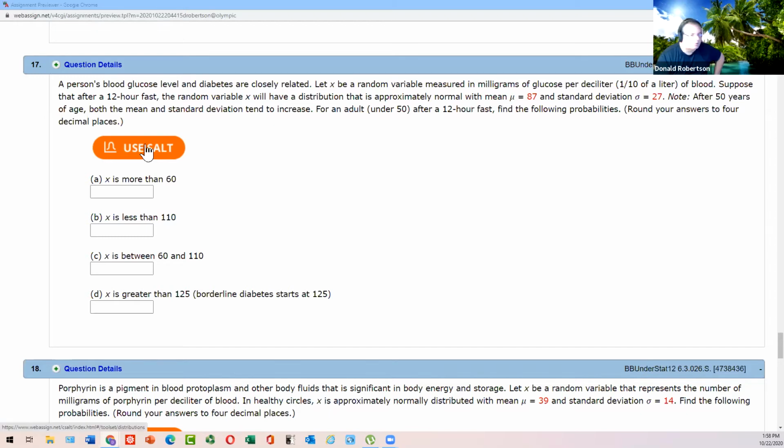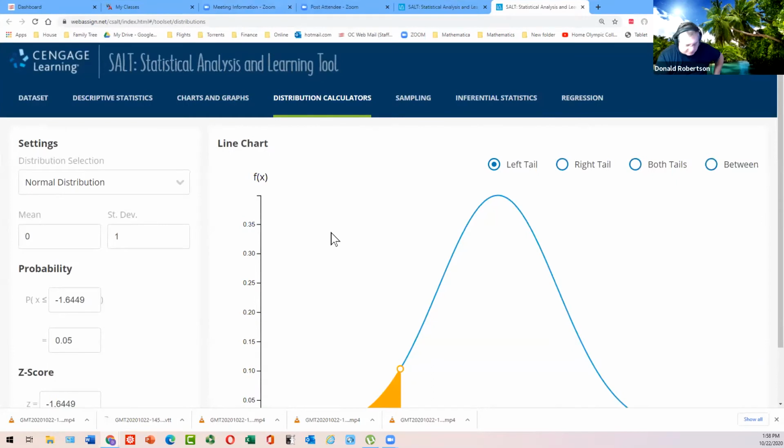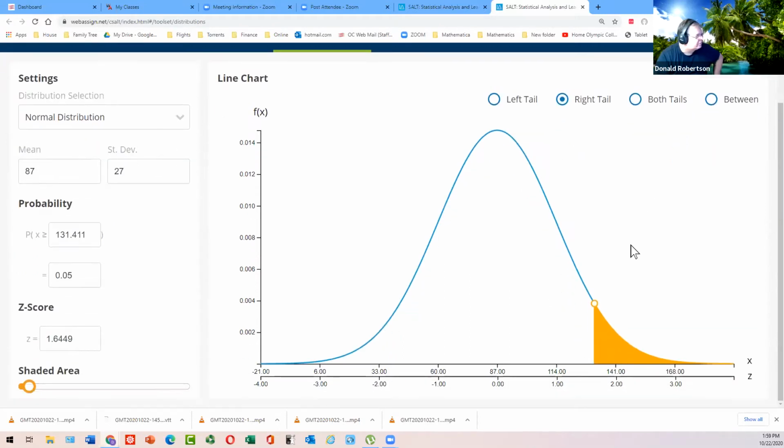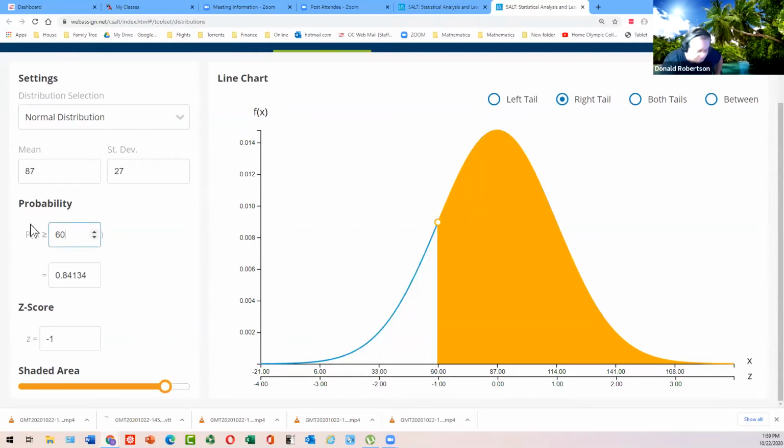In this story, the mean has now switched again. It's 87. And the standard deviation is now 27. And we are looking for what's the probability. So we're back to using this fella. And the first one is greater than or equal to 60. So I'm going to hit the right tail, greater than or equal to 60.